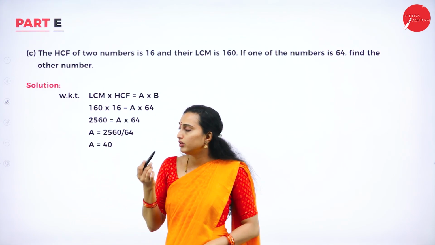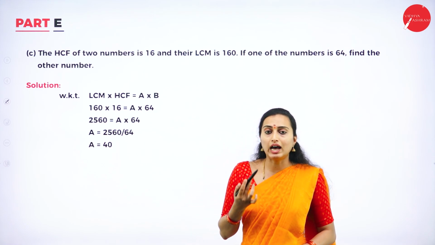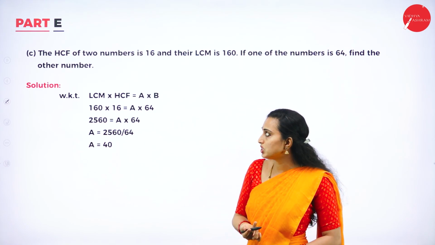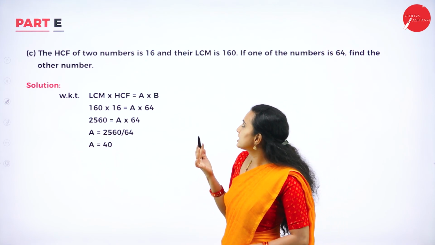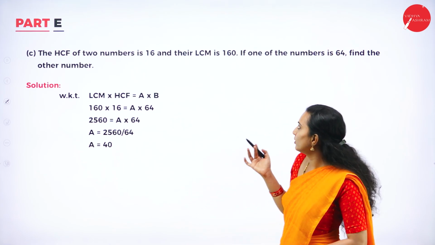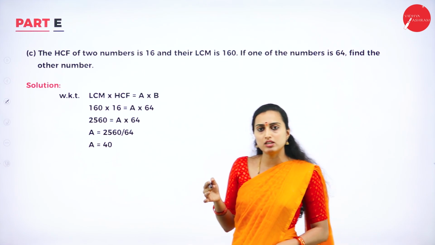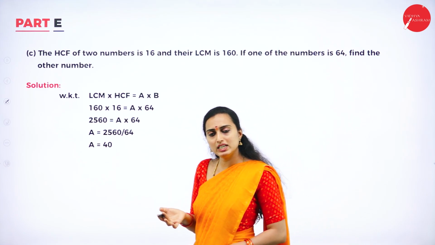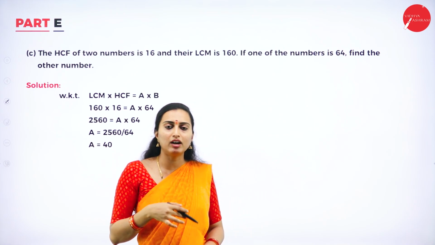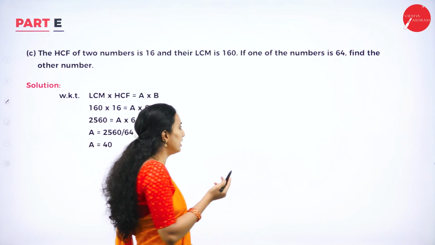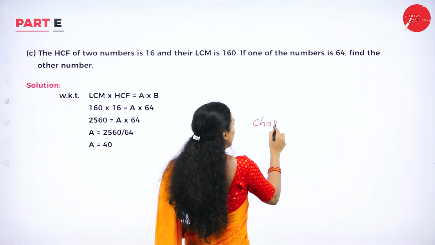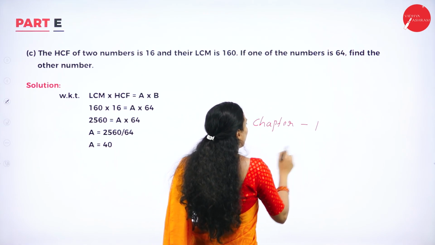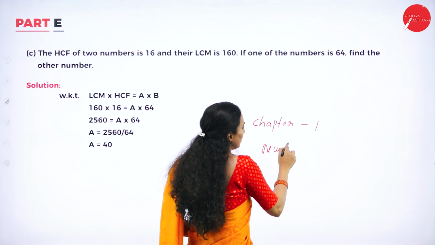Now we'll be moving on to option C, which is the last option of your 66th question. What they've asked: the HCF of two numbers is 16 and their LCM is 160. If one of the numbers is 64, find the other number. Yes, your guessing is right. This is from chapter 1, number theory. HCF and LCM you are going to find out there only.